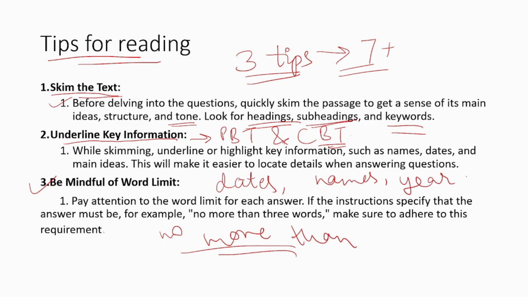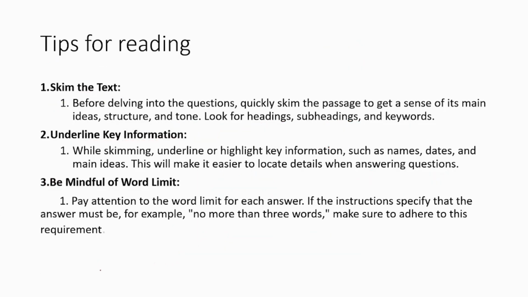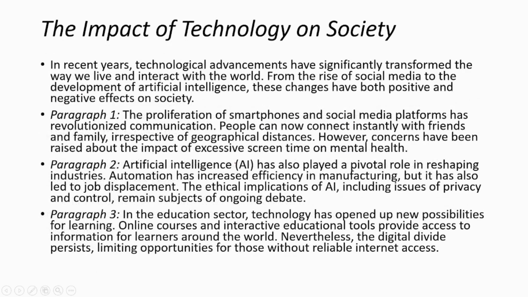Let's move on with just a small practice. We'll also see an example for the reading practice section today. Moving on with the passage, you can see the passage is about the impact of technology on society. There are many important things which you might know about the impact of technology on society, but it has to be related to the question and the passage, what it is stating. So what the passage states is: in recent years, technological advancements have significantly transformed the way we live and interact with the world.